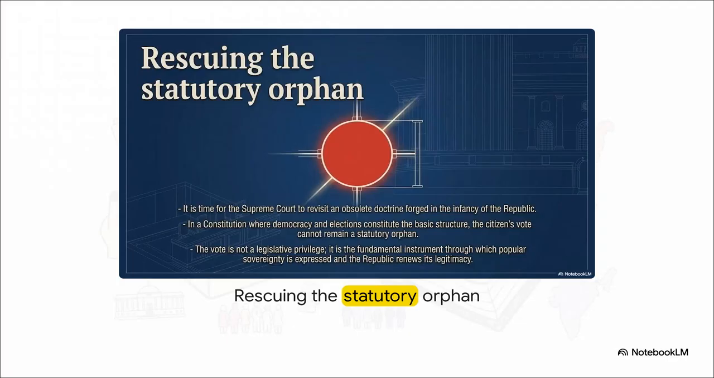To wrap up our analysis today, in a constitution where democracy and free and fair elections constitute the basic structure, the citizen's vote simply can no longer remain a statutory orphan. It's the very mechanism through which the Republic periodically renews its democratic legitimacy. It deserves, and frankly, it demands, fundamental protection.